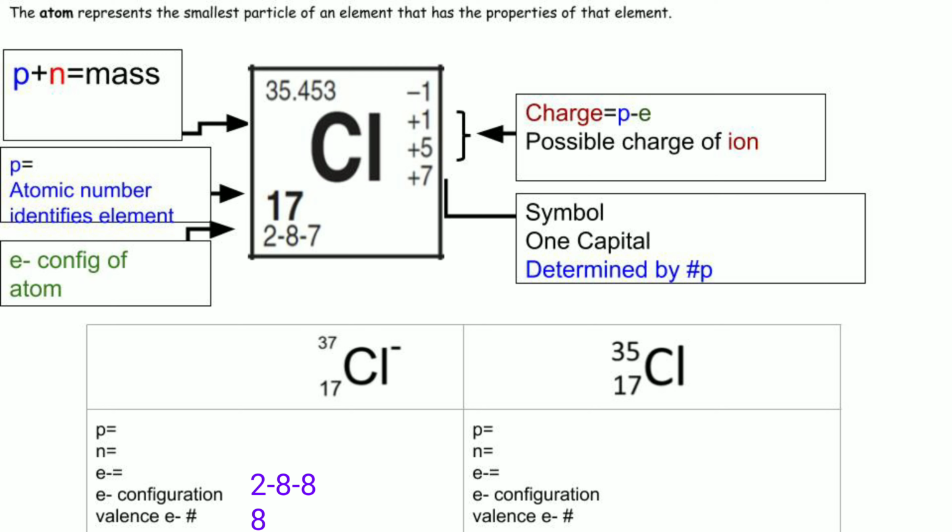Now looking at the element box above, you can see that chlorine atoms have an electron configuration of 2-8-7, but 2-8-7 only has 17 electrons. This is an anion, a negative ion. It has 18 electrons. We always add or remove electrons from the valence shell, so its electron configuration will change to 2-8-8, and the rightmost number is its new valence number. So this chlorine-37 ion has a valence of 8.